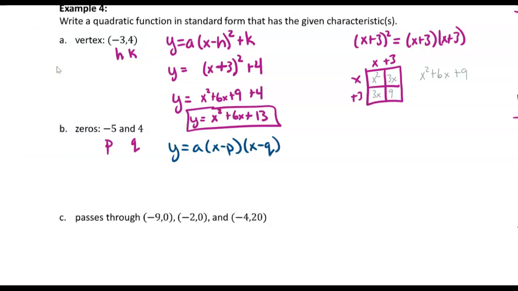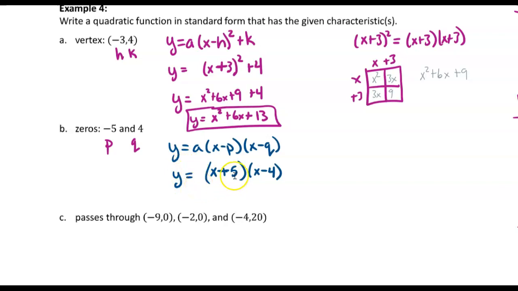And so what we do on intercept form is we have our P is -5, so it's x minus -5, that turns into plus. And then we have Q is 4, so x minus 4. Now, we don't have another point. If they said these are the zeros plus here's another point, then we could plug them in for x and y and we could actually solve for a.